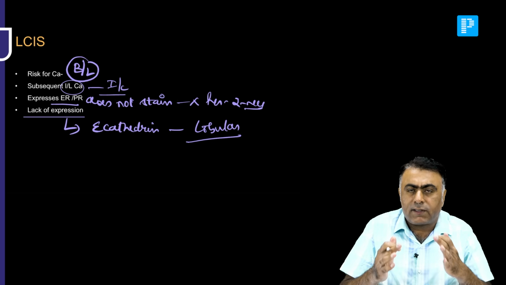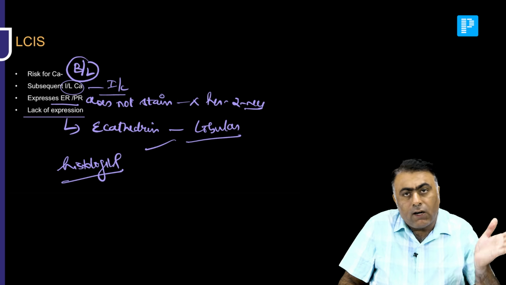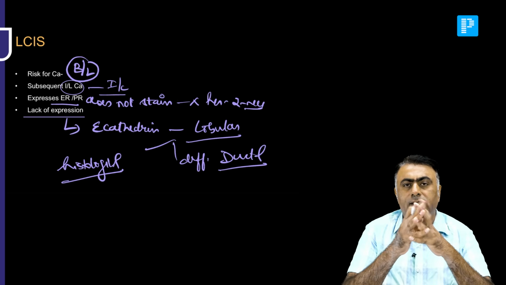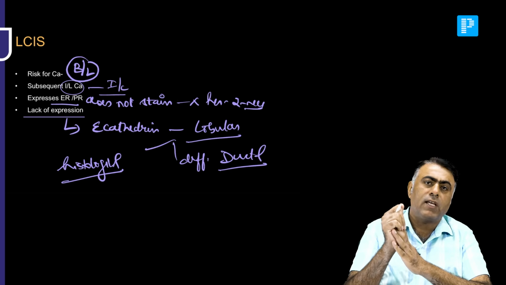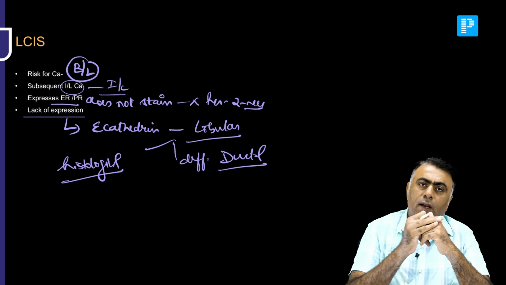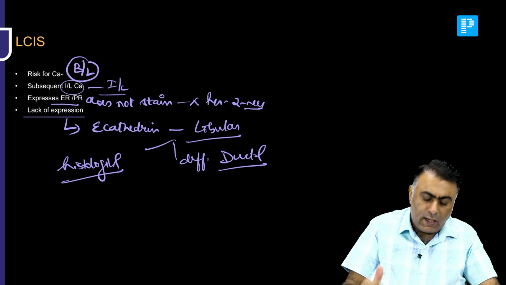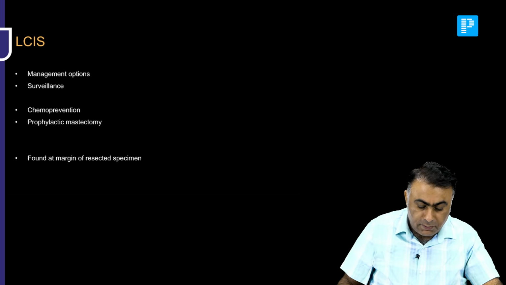And this lack of expression of E-cadherin describes the classical histological features which we find in lobular varieties and also helps us to differentiate from the ductal varieties. So this is a very important feature. And you can find this feature in all types of lobular neoplasias, whether it's an in situ cancer or an infiltrating lobular cancer.